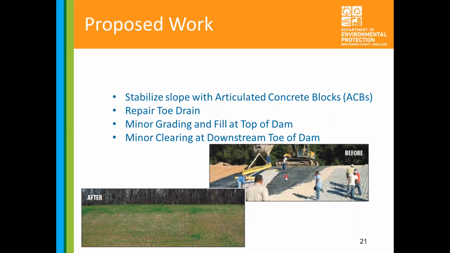And then shortly after construction, it'll start to fill in with grass, as you can see in the after picture below. As we also mentioned, approximately 20 feet of damaged toe drain, which was discovered at the last inspection, will be replaced, as well as some minor grading along the top of the embankment to meet the freeboard requirements we were talking about. And there's going to be some minor clearance of brush along the bottom of the embankment, just to get clearance to install these measures.